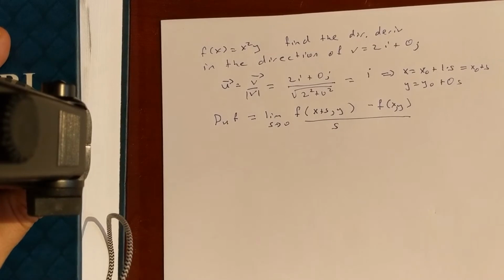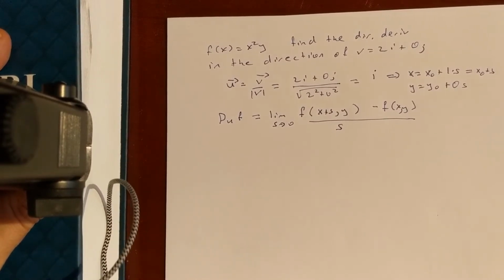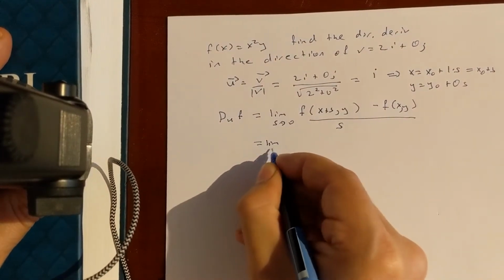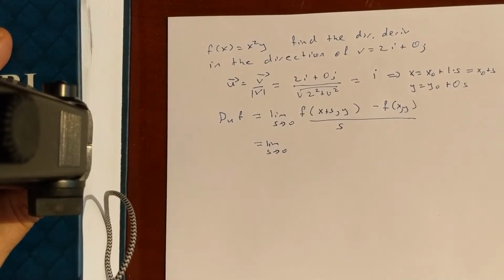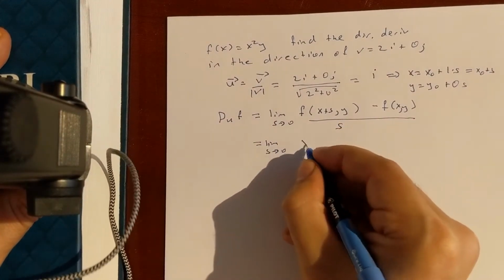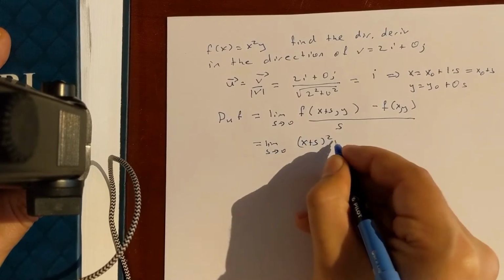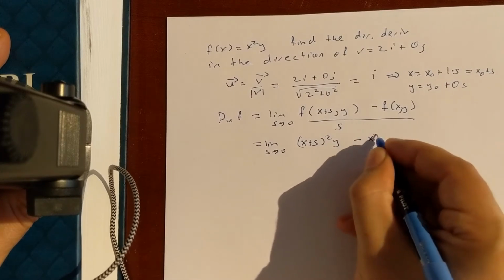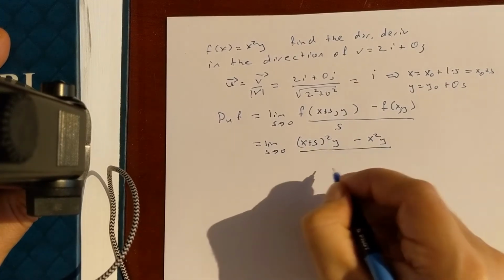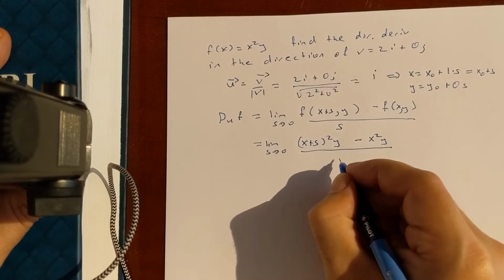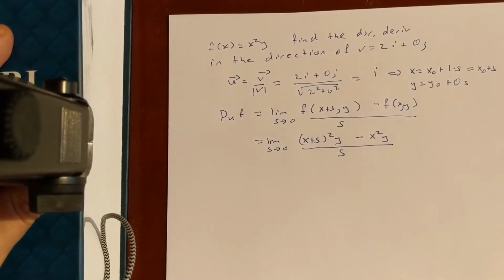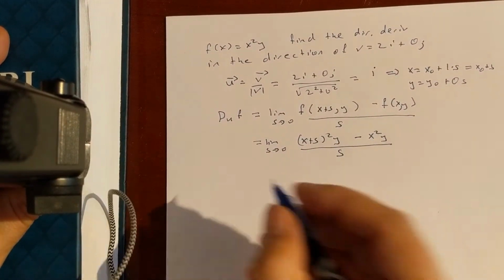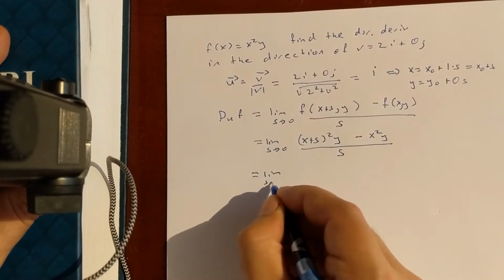All right, so for our particular function, remember our function is x squared y, so let's just plug it in. Don't forget your limits. We get the limit as s goes to 0 of f of x plus s, so that's going to be x plus s, the whole thing squared, times y, minus x squared y, all over s. Now we can factor out the y's. If we do that, I think we're going to get something nice.